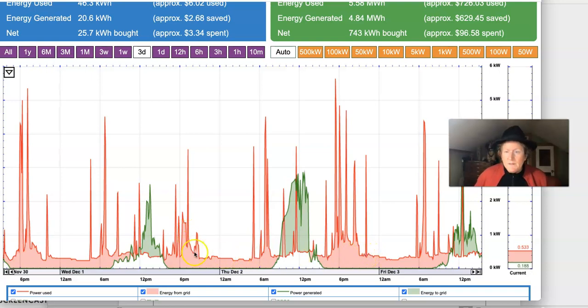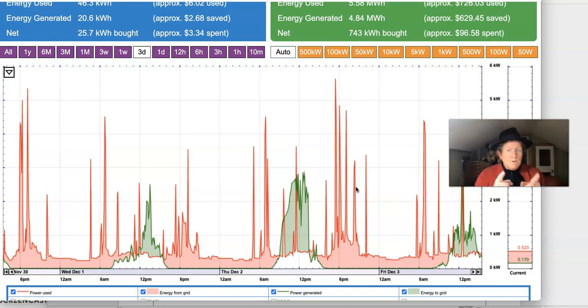Cooking dinner typically uses a lot of power. Things like humidifiers use power, air conditioners use a lot of power. So anything that's like a spike here, the refrigerator might have kicked in. Refrigerators use a lot of power, but they use it briefly. Don't leave the door open.